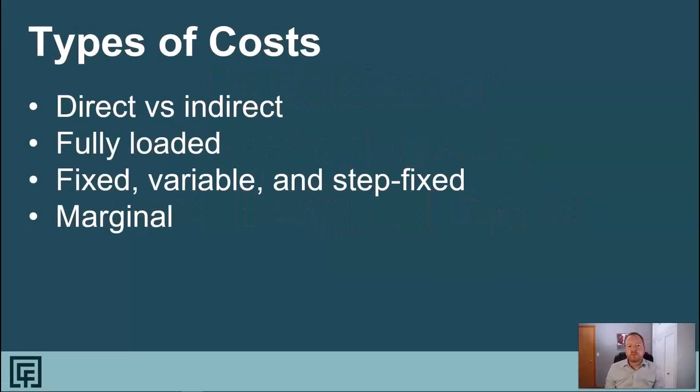To understand product and marginal profitability analysis, you need to understand different ways costs can be categorized. The first category is direct versus indirect costs. I'll then explain fully loaded costs, which assigns overhead to products. Next, I'll cover fixed, variable, and step fixed costs. Once you understand all these categories, I'll then explain marginal costs and how that category differs from the other categories.